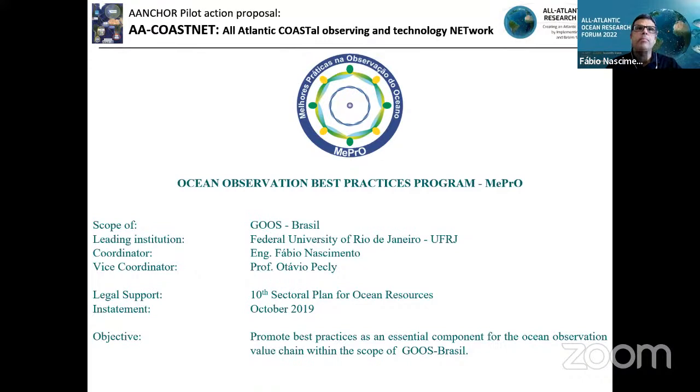So our program, MAPRO, is the acronym for Ocean Conservation Best Practice. It's a program of the Boost Brazil, an incipient program that started a few months before the pandemic in October 2019. The Federal University of Rio de Janeiro is the leading institution. I'm the coordinator of this program. So the idea is to promote best practices as an essential component for the ocean conservation value chain in the scope of cruise.